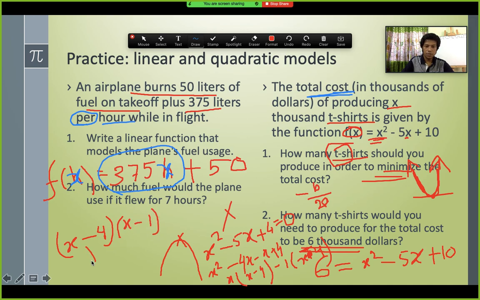So that means one answer is 4, another answer is 1. We have two solutions here, and both are valid. How many t-shirts would you need to produce for the total cost to be $6,000? So we have two values where our cost is $6,000, and this is possible because of the shape of the parabola. Maybe $6,000 here and $6,000 here, because there are two arms. In the parabola, you always have two values, and in this case, both are positive.